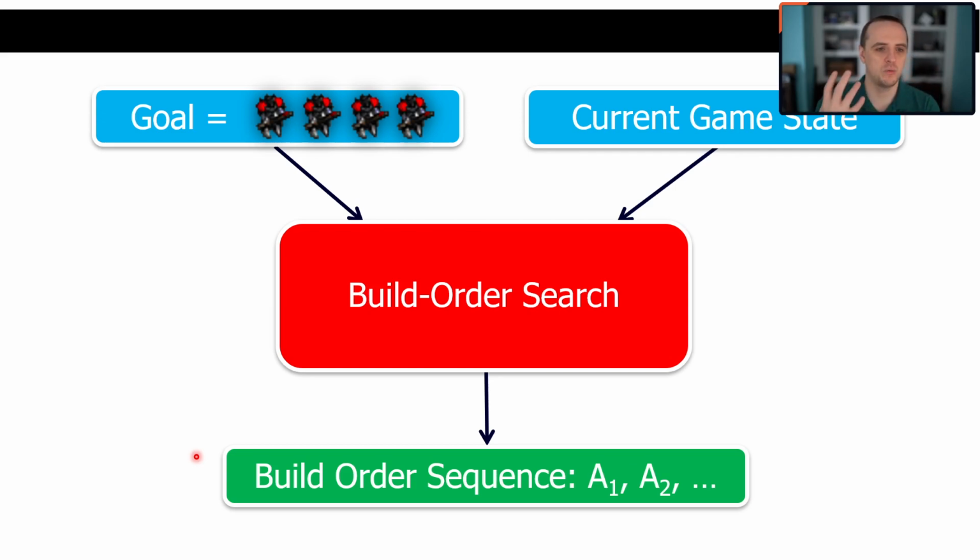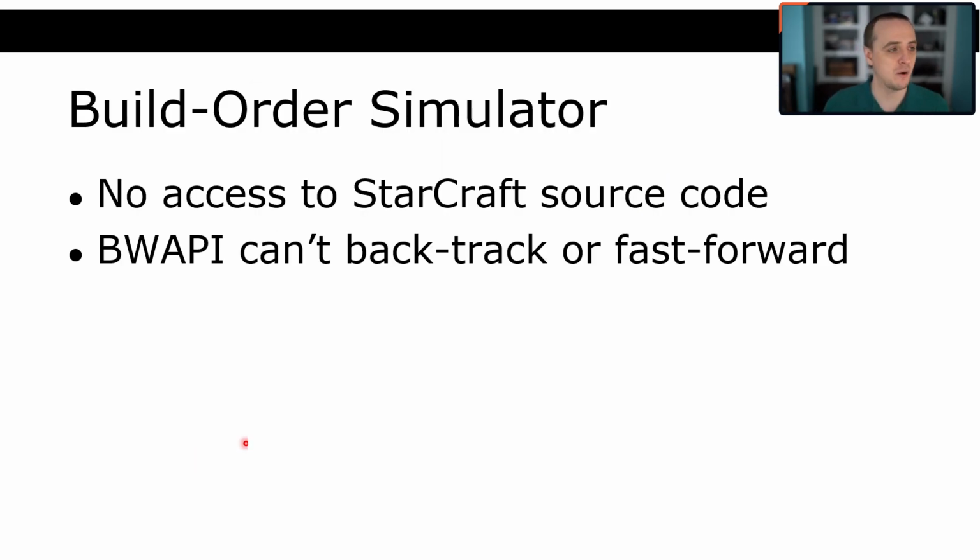So what I wanted was, if your bot could somehow tell you, I want 3 siege tanks, then my build order system would look at the current state of the game, do some sort of search algorithm, and come out with a build order sequence that got you there. And I'm going to describe a bit of that system. However, first of all, you need a simulator, right? We don't have access to the StarCraft source code.